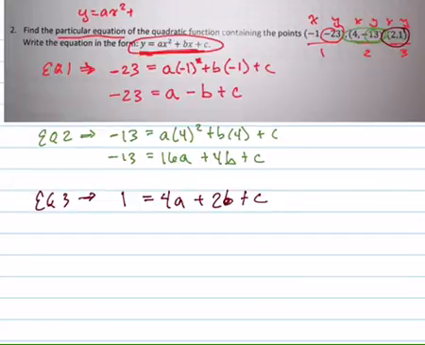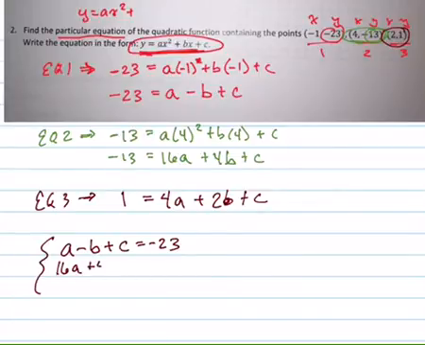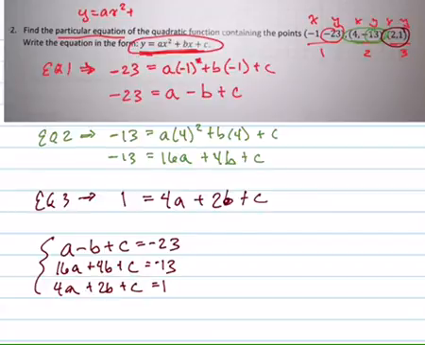All right, so there are my 3 equations. I'm going to take those 3 equations and make a system of equations now. So equation 1 was negative 23 equals a minus b plus c. Actually, let me write them the other way because you're used to seeing it like this. a minus b plus c equals negative 23, 16a plus 4b plus c equals negative 13, and 4a plus 2b plus c equals 1. Now this is a system of 3 equations with 3 variables, and you could do this with Gauss-Jordan elimination method, but that would take a page to do.